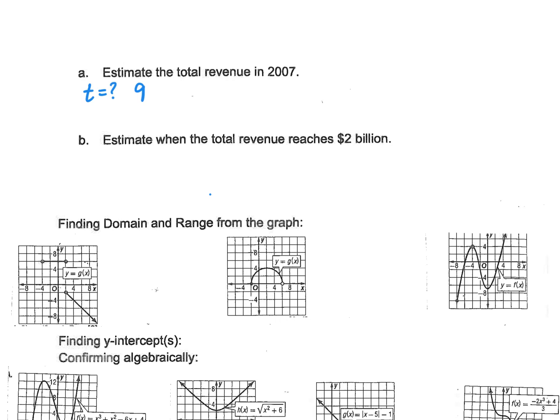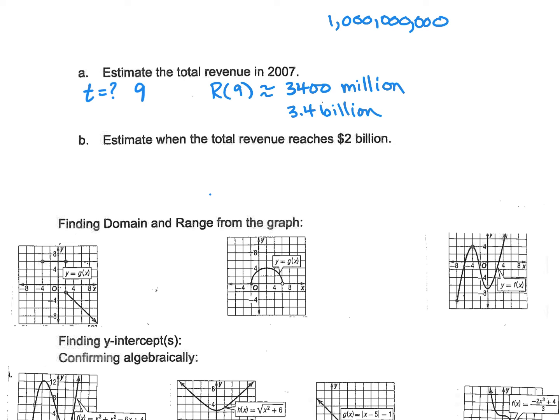So it says estimate. So we're going to say R of 9 is approximately 3,400 million. By the way, 3,400 million is 3.4 billion. A billion is 1,000 million. Do you know how I know that? What is a billion? A million is 6 zeros, isn't it? So look at that. 1,000 million. Ta-da! That always blows people's mind.